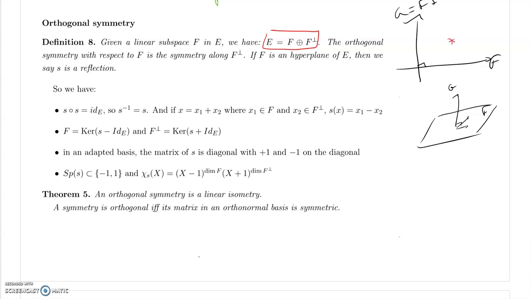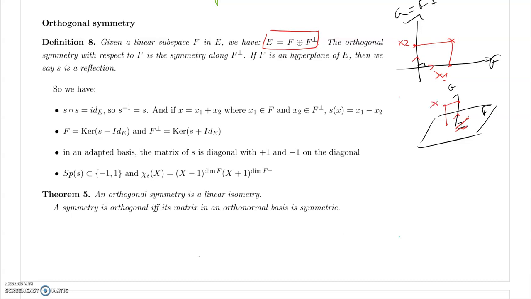Then it works exactly the same, except that it works even better in a sense. Any x is uniquely defined as the sum of x1 and x2. The nice thing is that now this sum can be expressed with an orthonormal basis. That orthonormal basis comes very simply by concatenating an orthonormal basis of F and an orthonormal basis of F orthogonal, which is G.